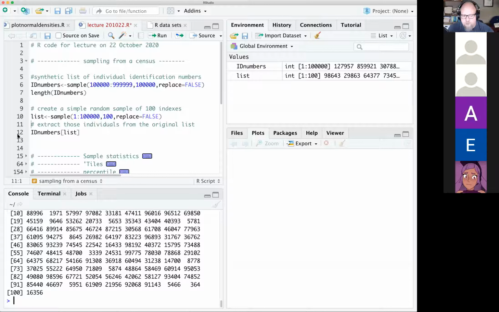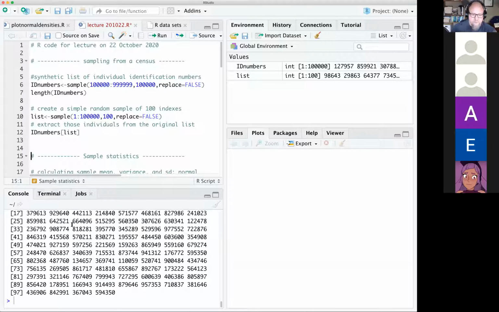And so line 12 is the money command here. I've got the name of my list of ID numbers, and I put in square brackets my list of indices, my choices. If I execute line 12, you'll see down here in the console, I just got a list of 100 different six-digit ID numbers. So this down here in my console represents the sample I chose from my list of ID numbers. This is how you can get R to do your simple random sampling for you. And in R, it's this sample function right here that's making your sampling.